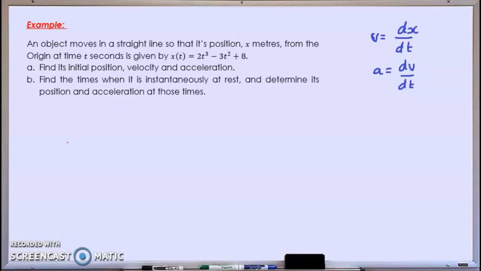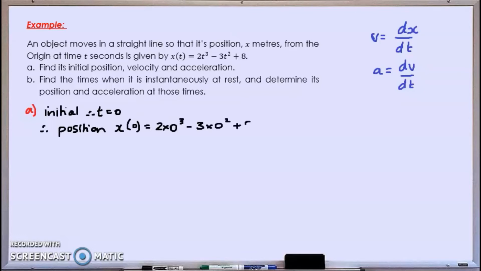So let's start off with the initial position. Remembering initial means time equals 0, so we'll write that down. So therefore, the initial position will be x at time 0, which is 2 times 0 cubed minus 3 times 0 squared plus 8 equals plus 8 meters. Remembering that position, velocity, and acceleration all have a direction, which is why we have the plus.